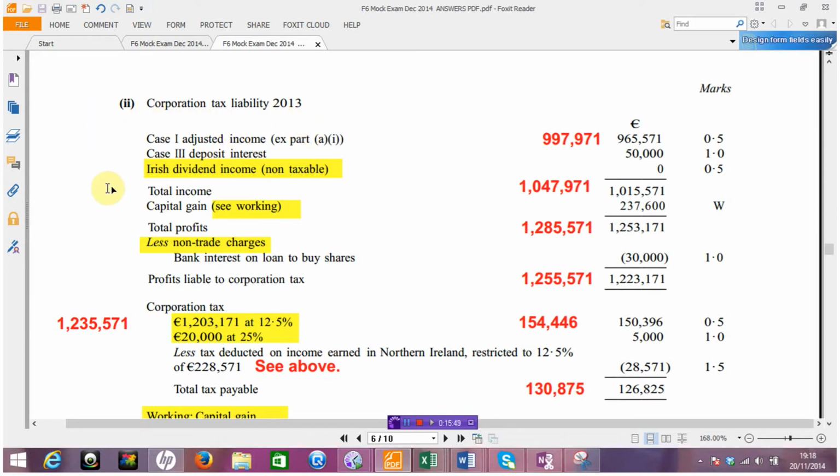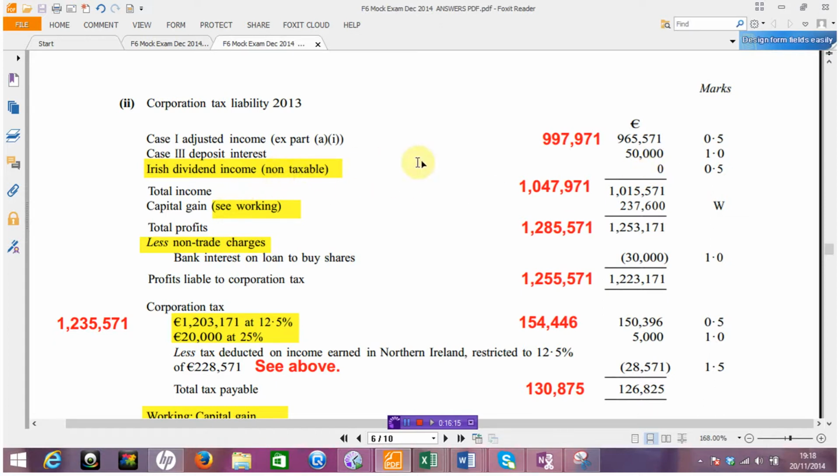You'll see that it's a fairly straightforward setup, really just a list. And what we're required to do here is really slot the information in. Now, we have this figure from above, from part A1, so that's okay. This is just the case 3 interest coming in at 50. Key point here, Irish dividend income, i.e. income or dividend income from another Irish entity, is exempt.